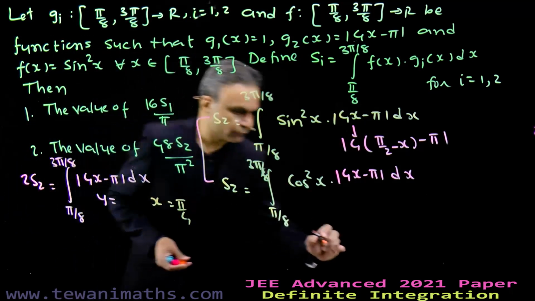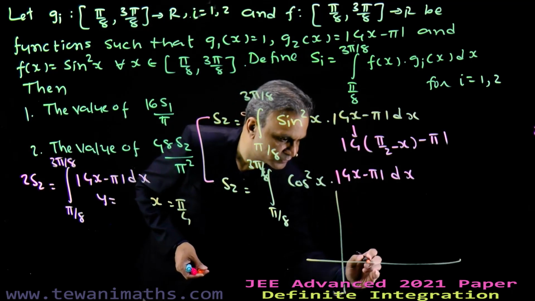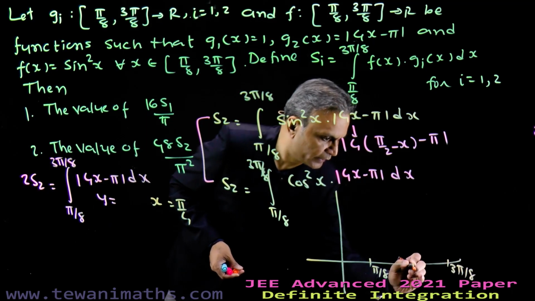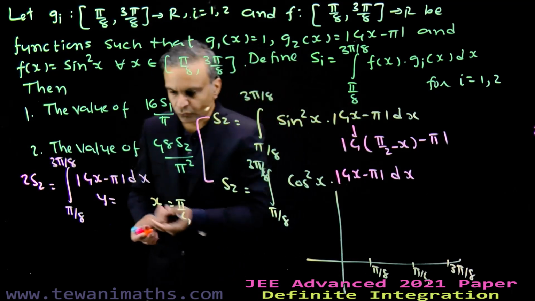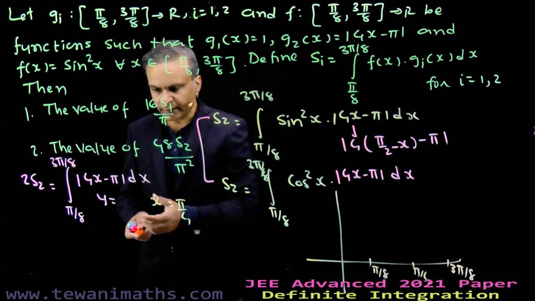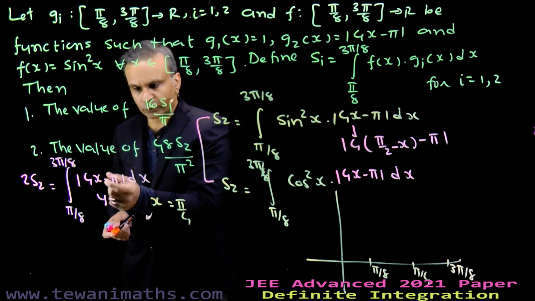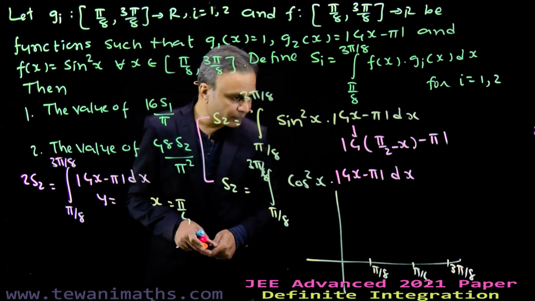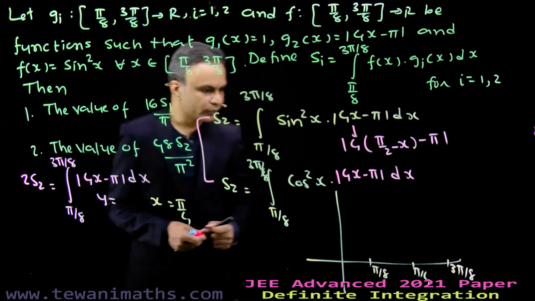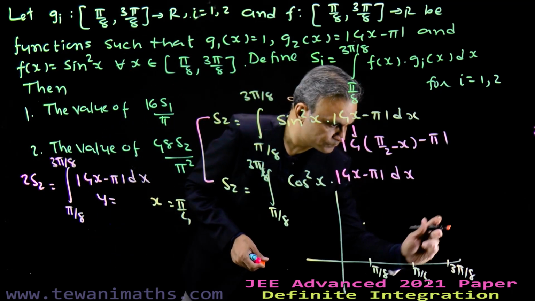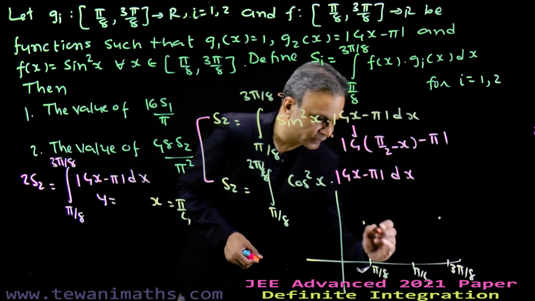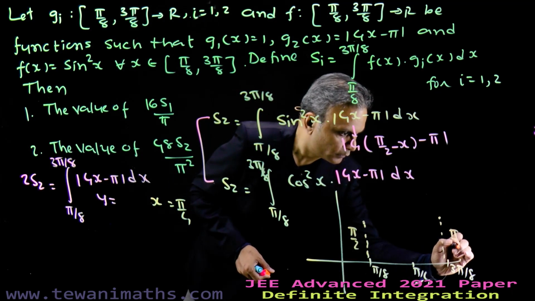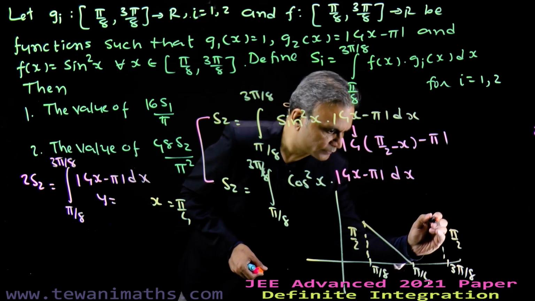Keeping these values in mind, we draw the graph. Here we have the coordinate axis. We mark the values pi by 8, 3 pi by 8 and pi by 4. At pi by 4 this value becomes 0. Put x is equal to pi by 8, we get the value of y is equal to pi by 2, and at x is equal to 3 pi by 8 also the value of y will be pi by 2. So at these two values of x, the height will be the same, pi by 2, and the graph of the function will be like this.